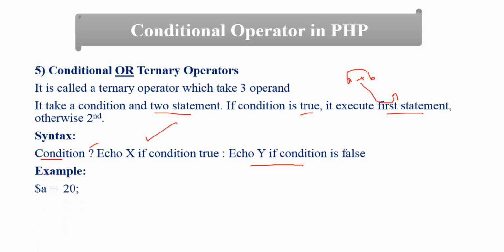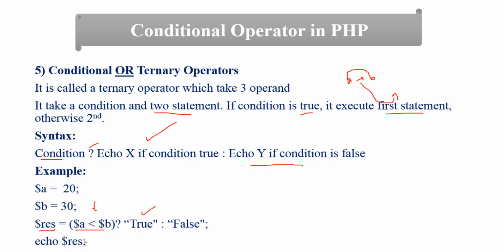For example, a value is 20, b value is 30, and then you can see that this is the condition: a is less than b. If a is less than b, then this statement will be executed. In this way, you can see that a value is 20. This is true. True will be displayed on the screen. That too will be stored in this variable. When we echo that result, the result will be displayed to the user.